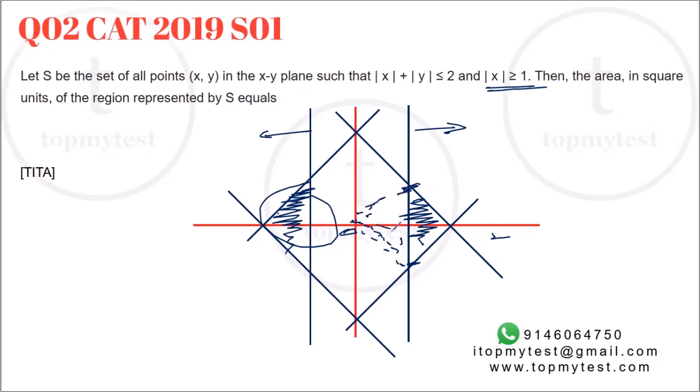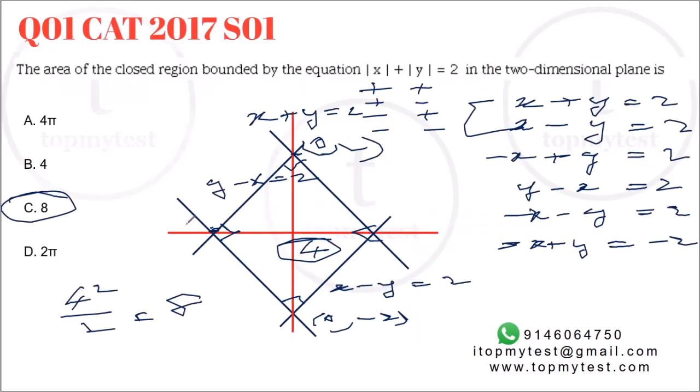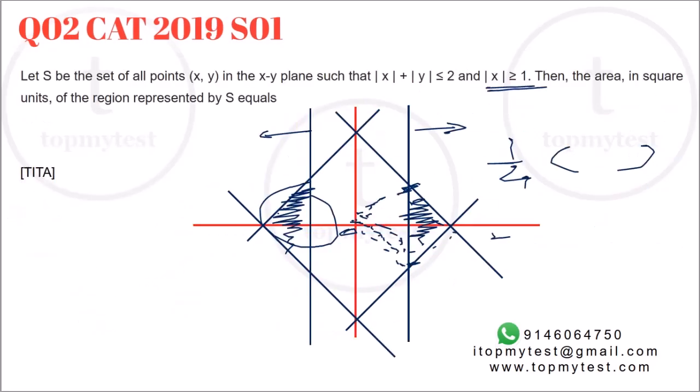So area of this smaller square is going to be 1/4. Why? Each side is half the full square. So area of the smaller square is 1/4 the area of the full square. We already know how to calculate the area of the full square. That was 8. 1/4 of 8. The answer you're looking for is 2. Job done.